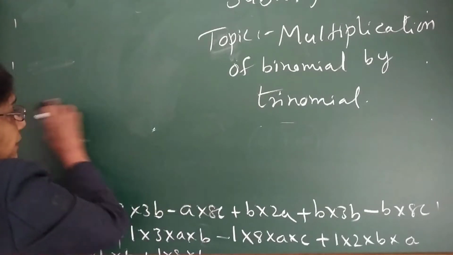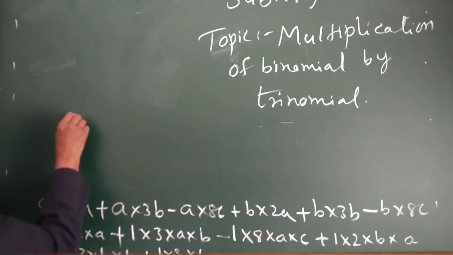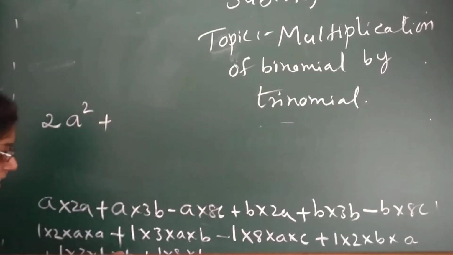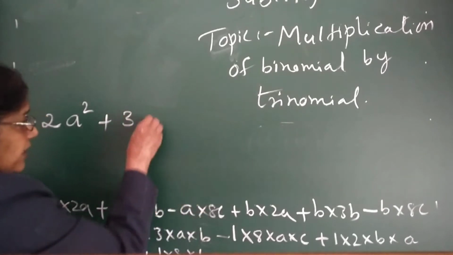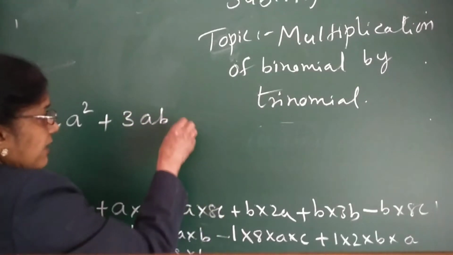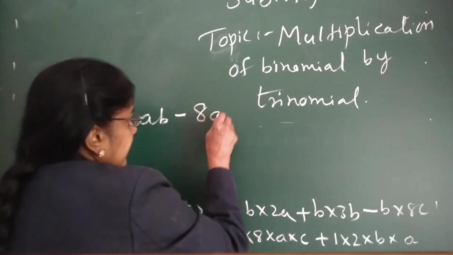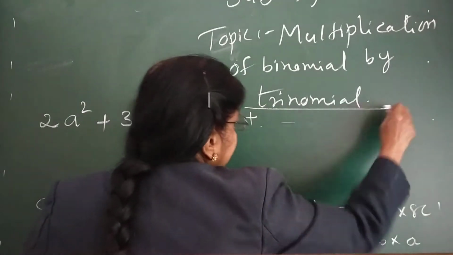What shall we get when we multiply? 1 into 2 is 2. a into a is a square. Plus sign remains as it is. 1 into 3 is 3. a into b is ab. Minus sign remains as it is. 1 into 8 is 8. a into c is ac. Plus sign remains as it is.